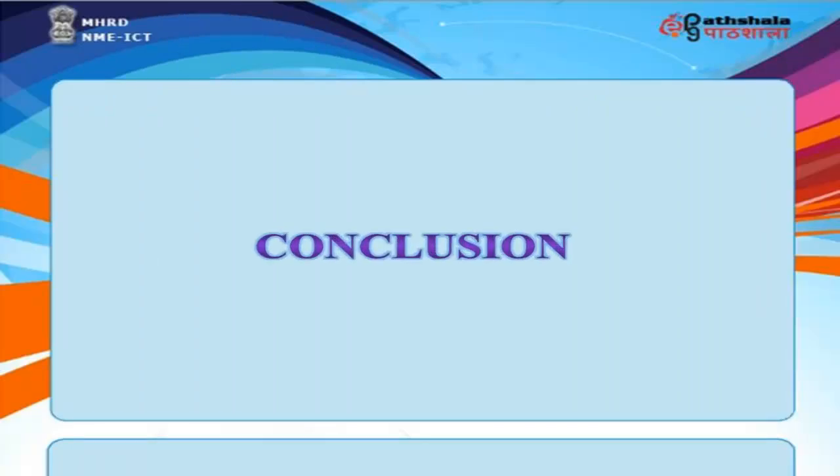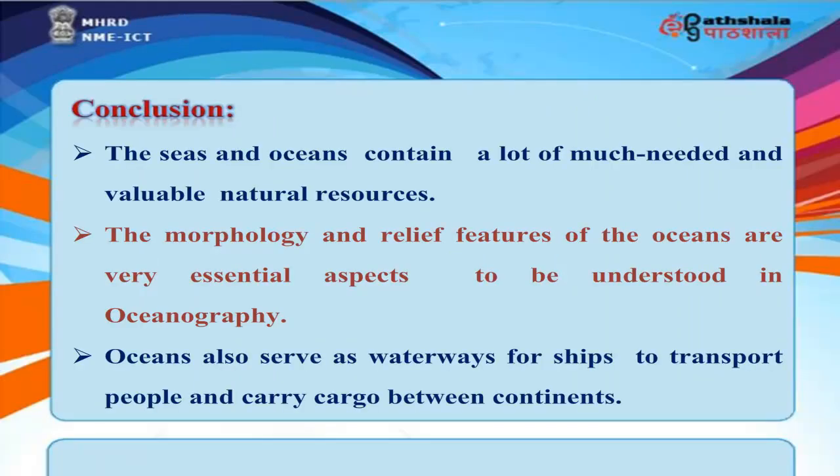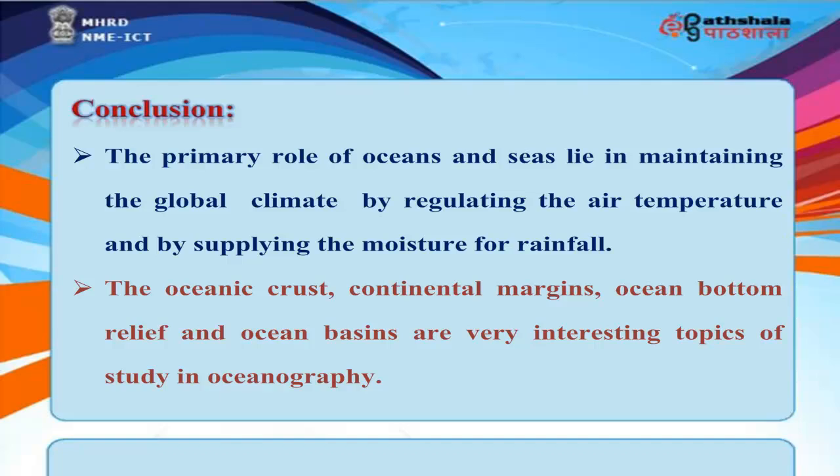Conclusion. The seas and oceans contain a lot of much needed and valuable natural resources. The morphology and relief features of the oceans are very essential aspects to be understood in oceanography. Oceans also serve as waterways for ships to transport people and carry cargo between continents. The primary role of oceans and seas lies in maintaining the global climate by regulating the air temperature and by supplying the moisture for rainfall. The oceanic crust, continental margins, ocean bottom relief, and ocean basins are very interesting topics of study in oceanography.